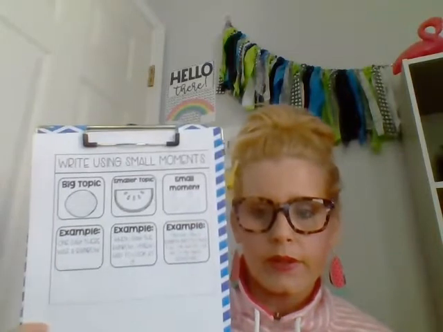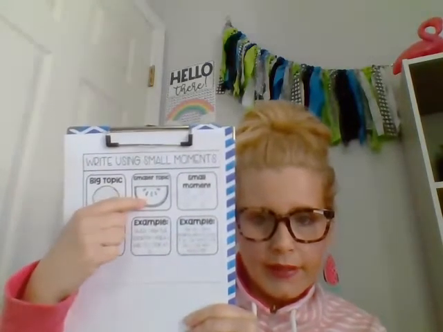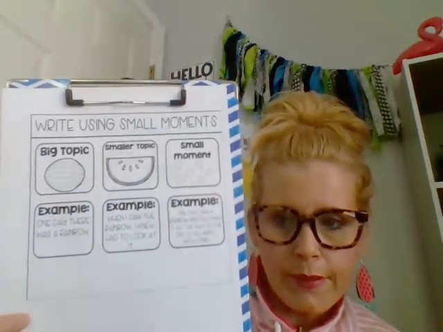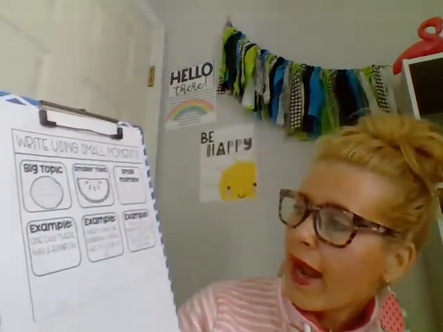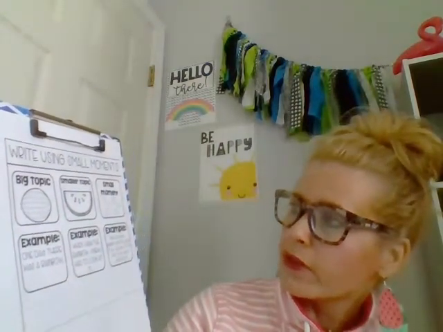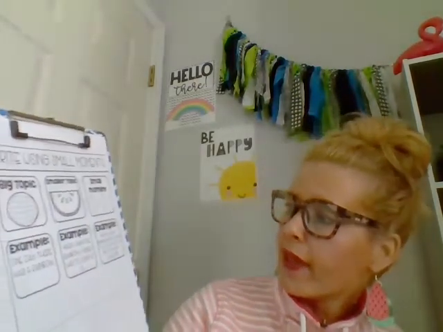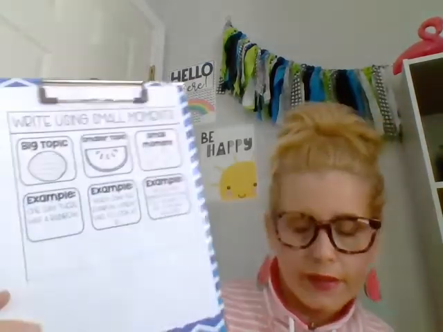I have a chart here that explains that a little bit. It says writing small moments. You can see this is a full watermelon. Then we narrow it down to a slice, and then we narrow it down to the seeds. They're giving you some examples. The example of the big topic would be: one day there was a rainbow. The narrowed down example of the smaller slice is: when I saw a rainbow, I knew I had to look at it. And then the small moment: one day I saw a rainbow and I followed it all the way to the end to see what I would find.